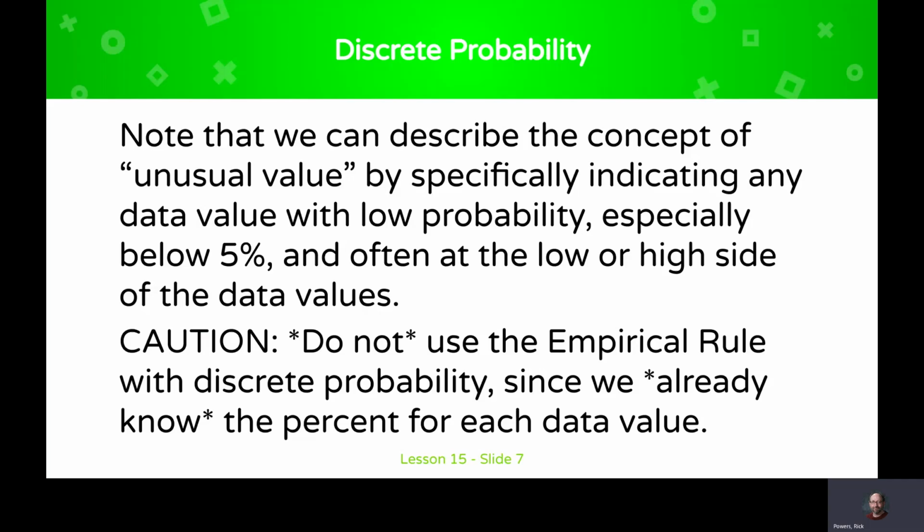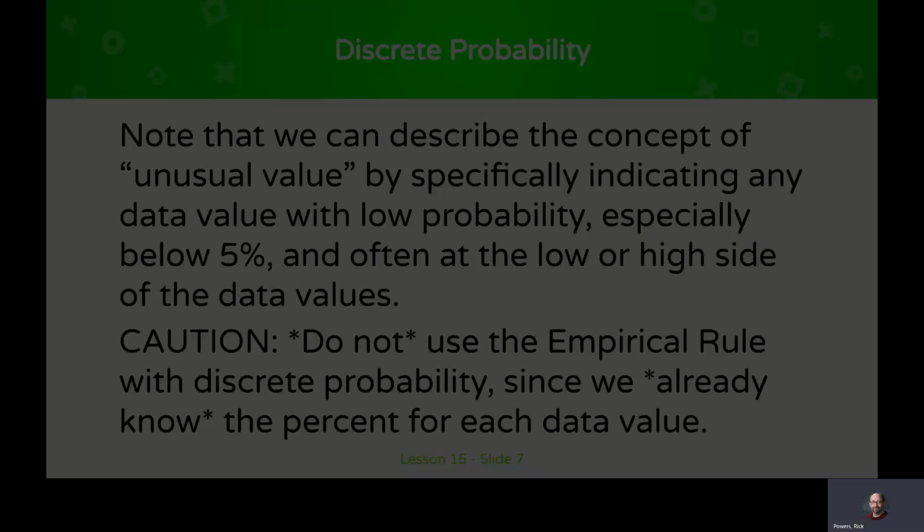Note that we can describe the concept of unusual value by specifically indicating any data value with low probability, especially below 5%, and often at the low or high side of the data values. Caution, do not use the empirical rule with discrete probability since we already know the percent for each data value.